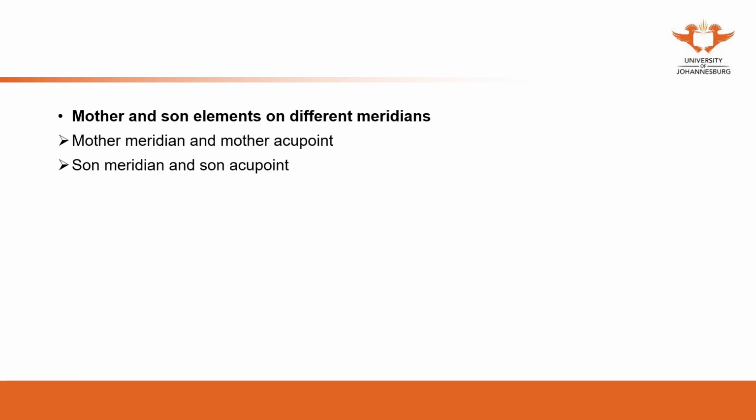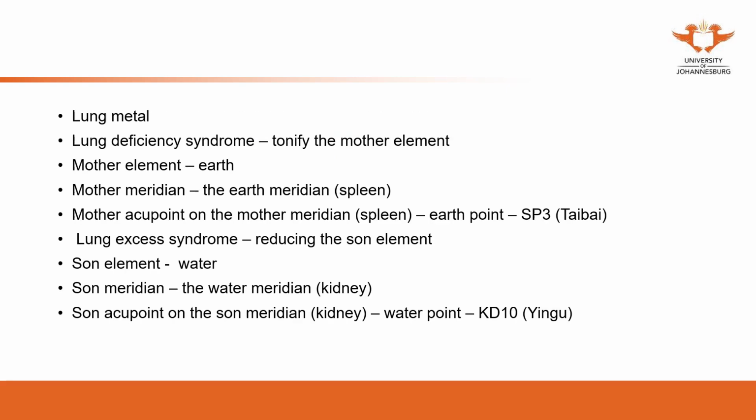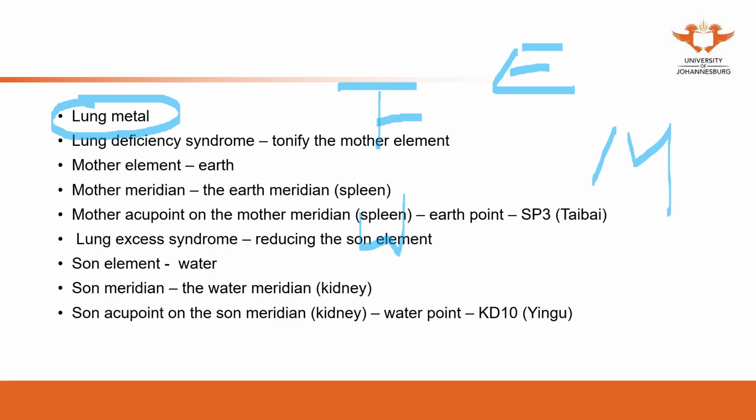The second is on a different meridian. On a different meridian, as we said previously, we use the mother meridian and mother points, the son meridian and son points, or son elements. What does it mean? Similarly, take a lung problem, that's the metal. We're going to draw again the wood, fire, earth, metal, and water. So that's the flow.